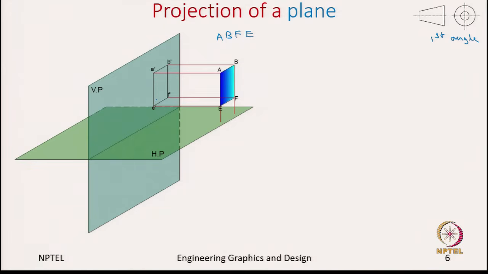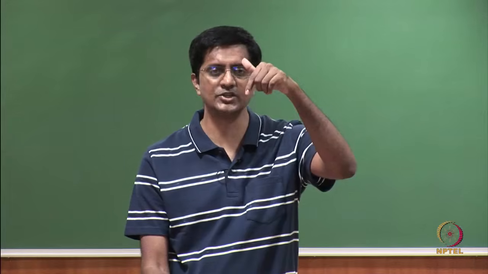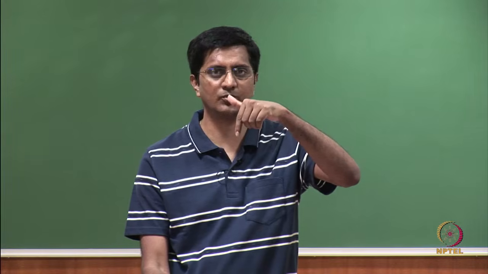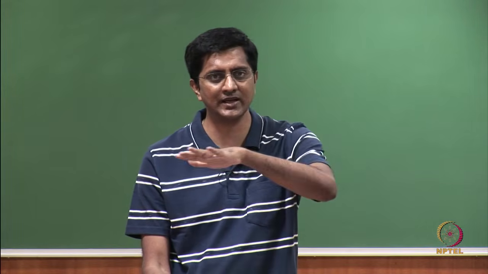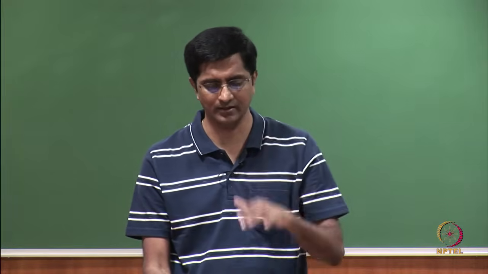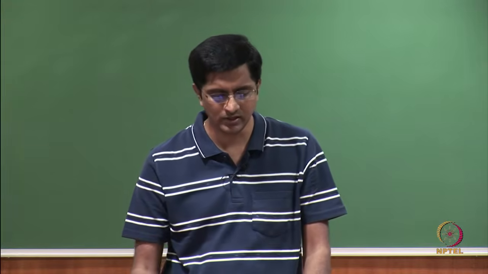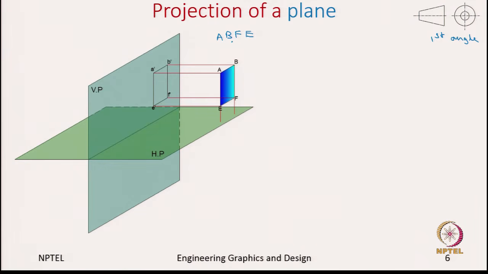So, once we look at the top view, we notice that from the top, since it is perpendicular to the horizontal plane, what we see is a single line. We do not see the plane as an area, we just see it as a line. And what do we see? So, if your eye is placed here and you are looking downwards, what one would see is only the line AB, because these points E and F are behind the line AB.